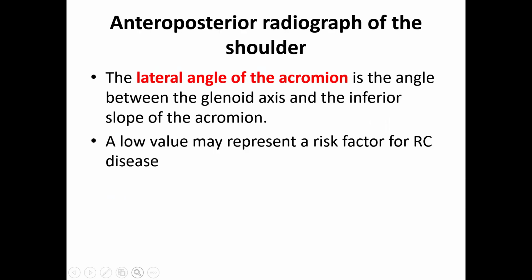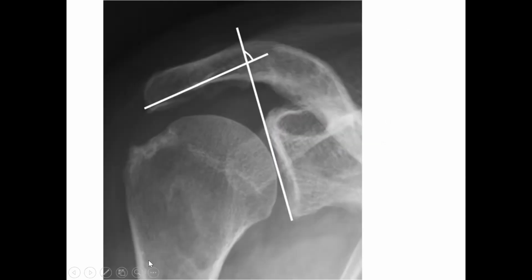Similarly, another aspect which we can assess is the lateral angle of the acromion, and this is the angle between the glenoid axis and the inferior slope of the acromion. We can see here this is the glenoid axis, the line drawn from the lateral end of the superior glenoid tubercle and inferior glenoid tubercle.